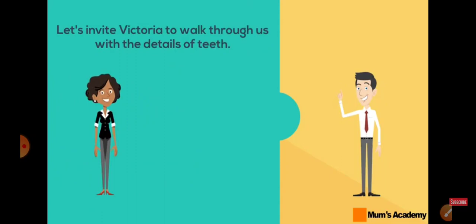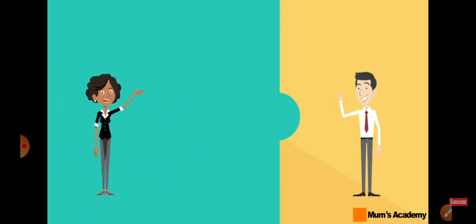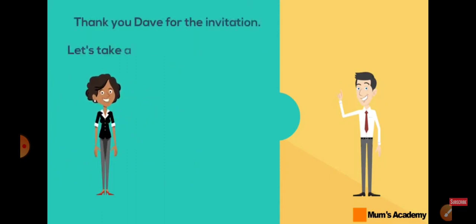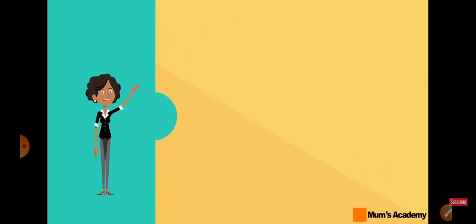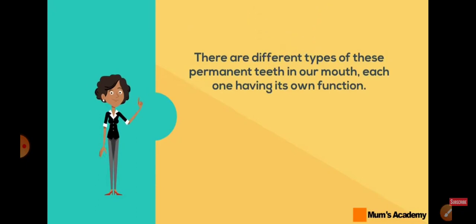So now we are going to see the visual depiction of teeth and their function. So there are different types of permanent teeth in our mouth, each one having its own function. Let's take a look at them in detail.